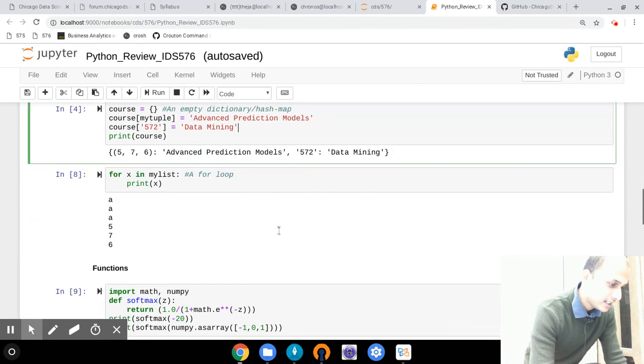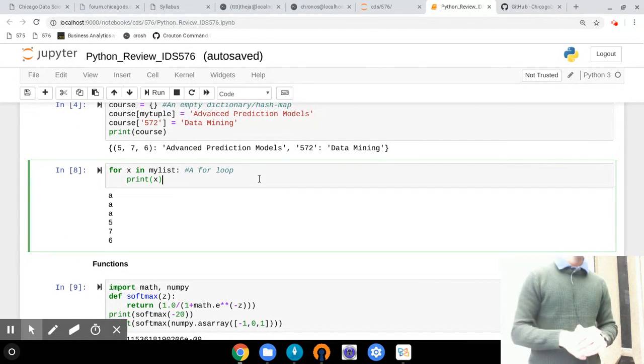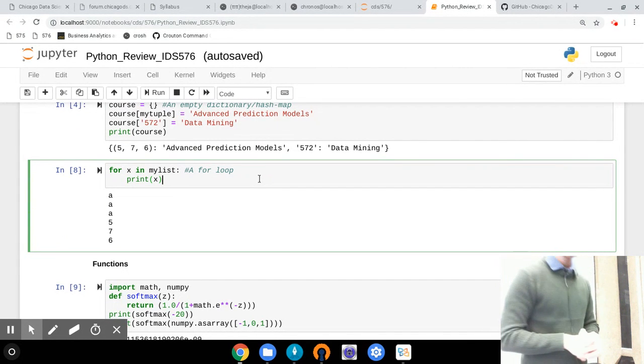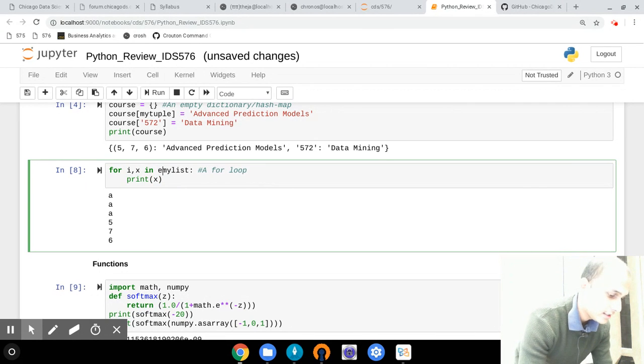That's that. And there's a simple for loop. You can print the entries of a list. Okay, each element of the list. You can also do something like i comma x in enumerate.